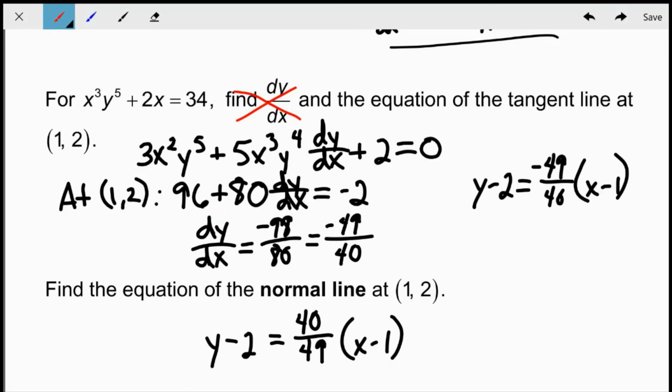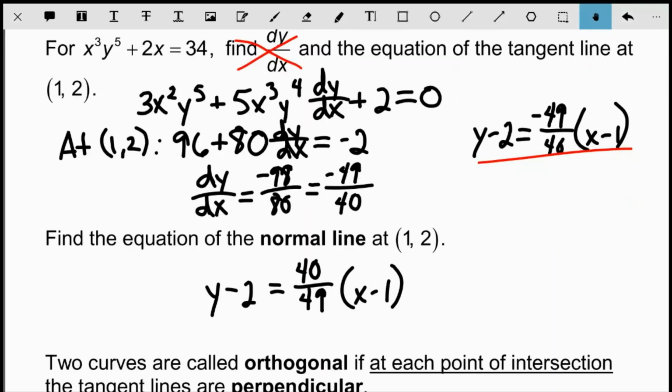And you can see I got negative 49 over 40 as a slope, and then I've got my equation of my tangent line over here. Now, technically, in this problem, I should have found dy/dx, but I just wanted to show you that if it doesn't say find dy/dx, you actually don't have to go through and isolate dy/dx first, and a lot of times you can actually save yourself some work.